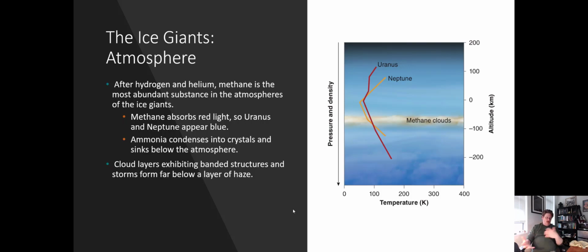Now, going back to the colors, the reason why these worlds are bluish and teal shade is because methane is really good at absorbing red light. So you have white light that hits the world, the methane absorbs the red part of it, and then the blue part gets reflected back off.